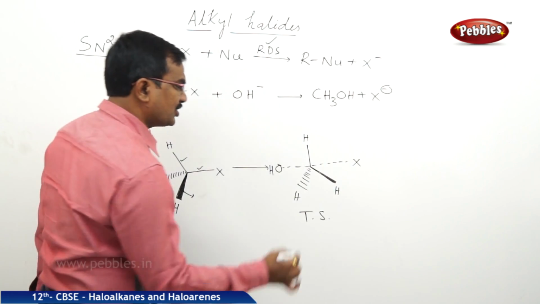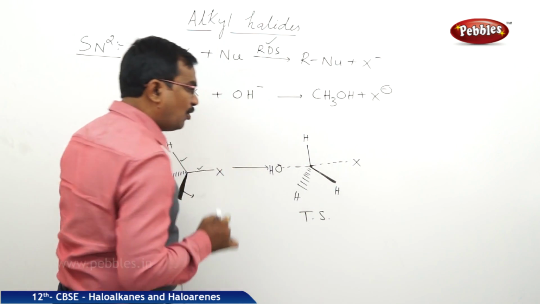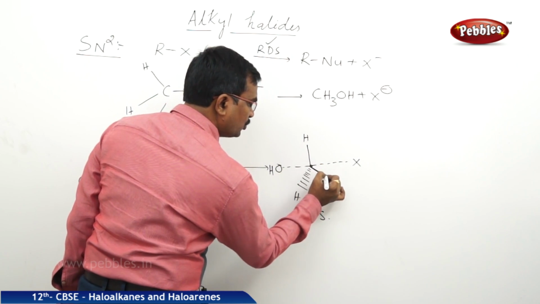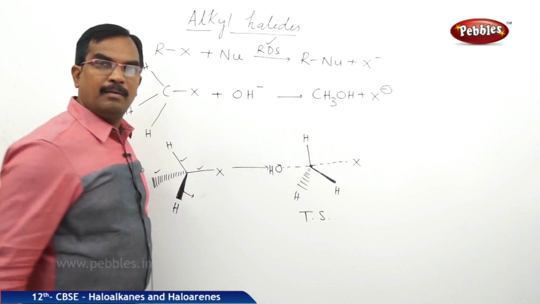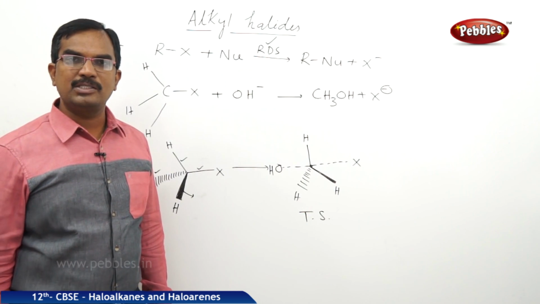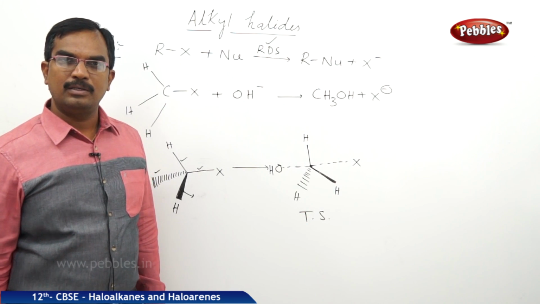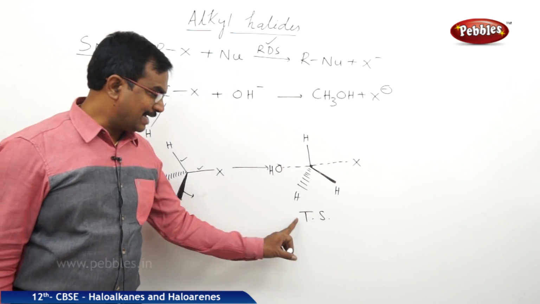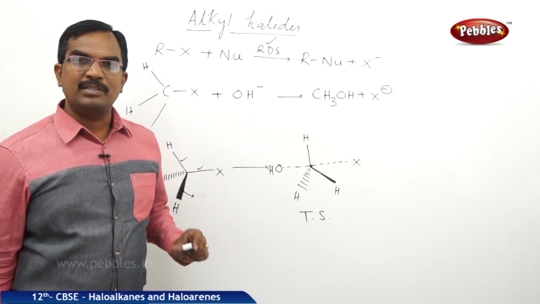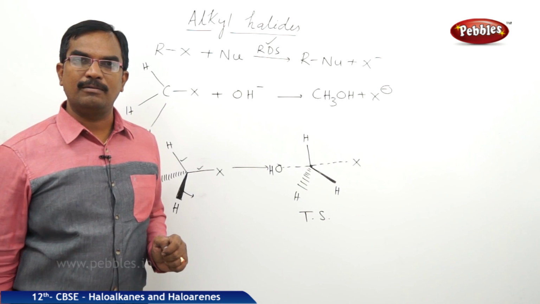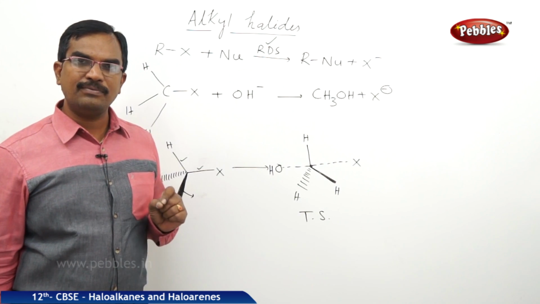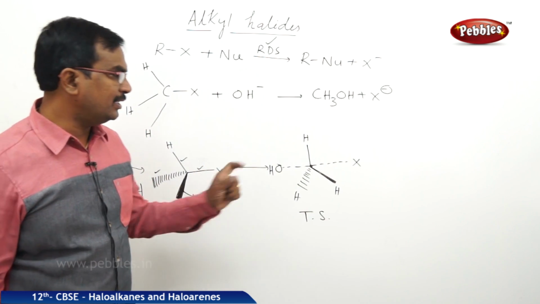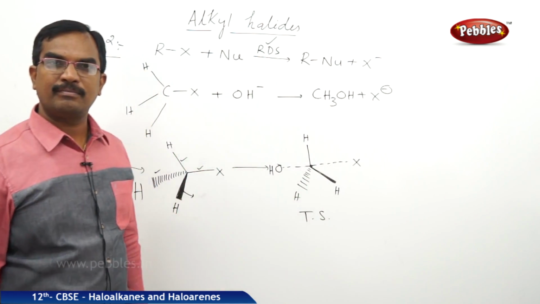In the transition state, this is the carbon atom. You count the number of bonds around this carbon atom. See, this is 1, 2, 3, 4, 5. But the maximum covalence of carbon is generally 4. So you can observe that 5 bonds are expected around the carbon atom in the transition state. That's why this is highly unstable. Because of this instability, it is very difficult to isolate the transition state.